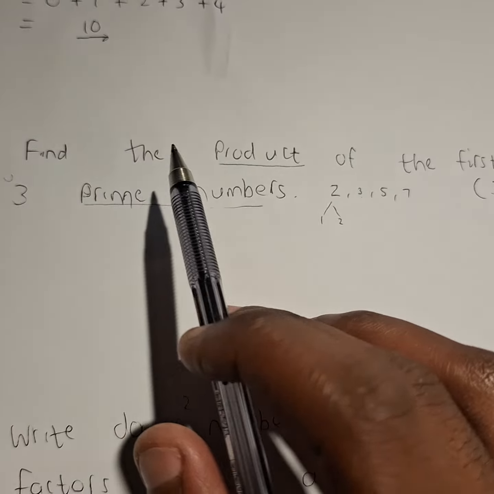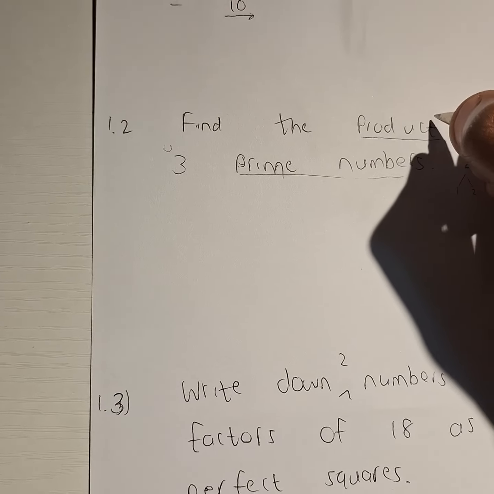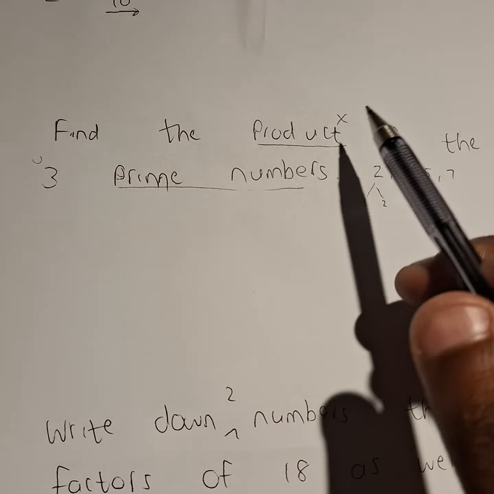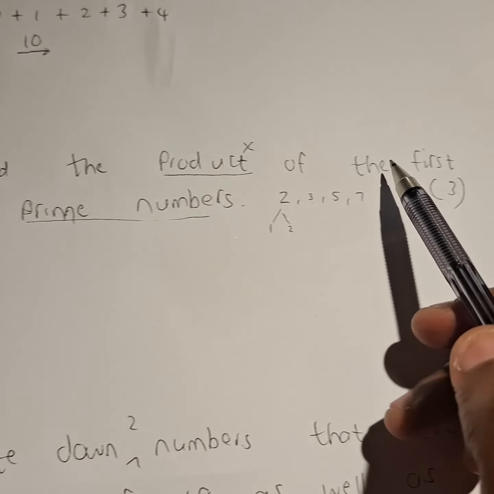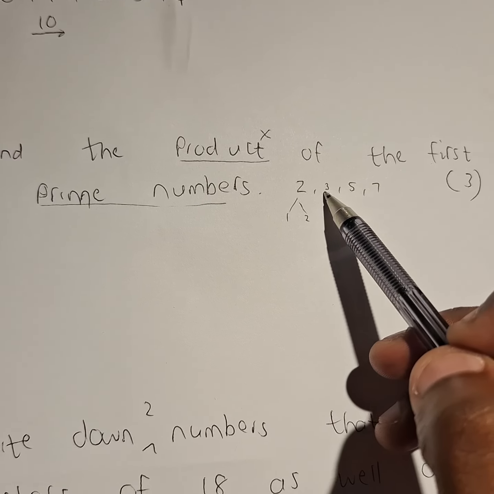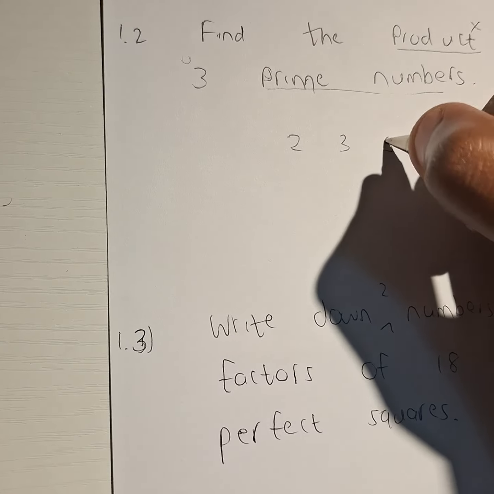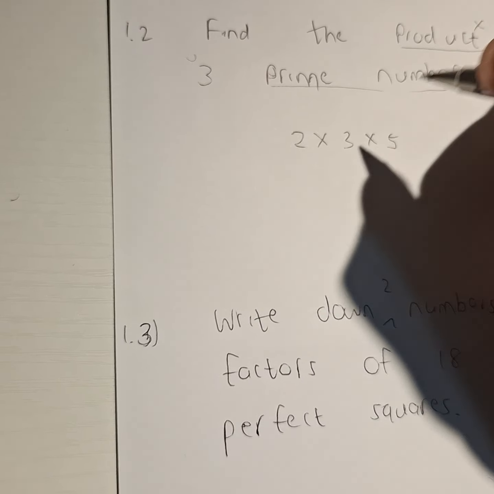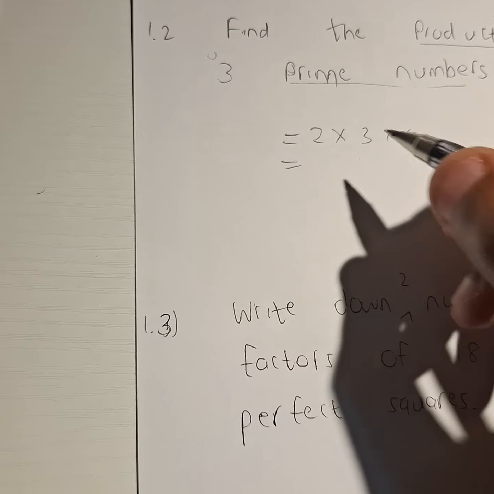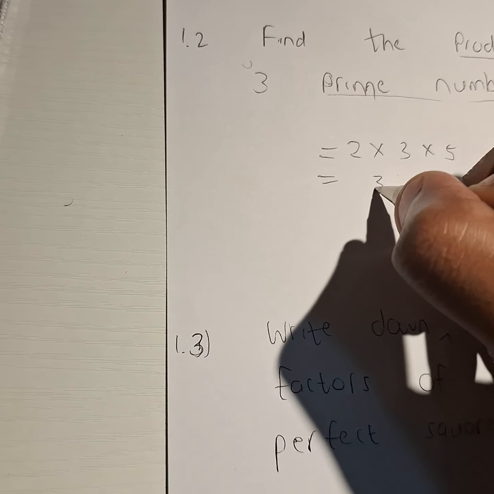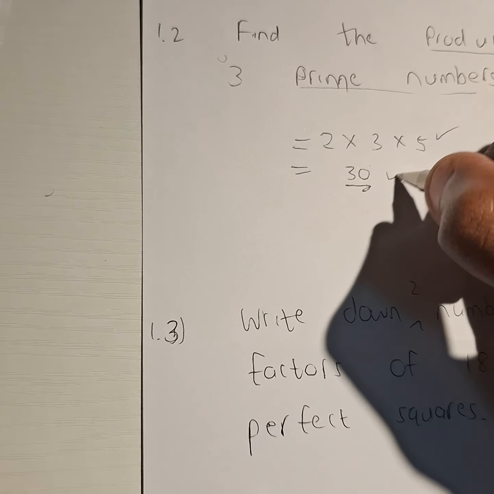So it says find the product of the first three prime numbers. Product means multiplication. That is the mathematical symbol that we use for product. The first 3 prime numbers are 2, 3, 5. So what do we do? 2, 3, 5, then product. That means what's 2 times 3? It's 6. What's 6 times 5? It's 30. So indeed, we have been able to answer that question successfully.